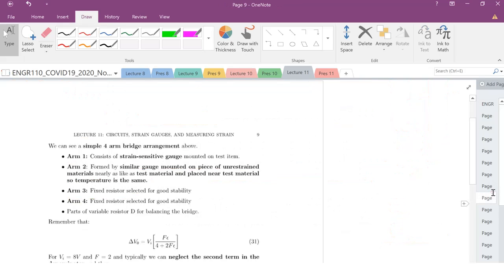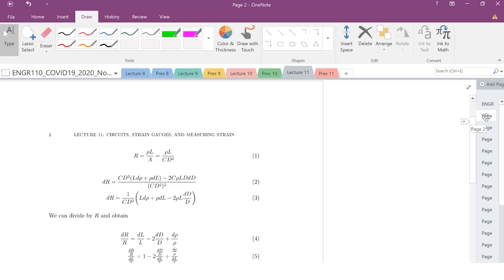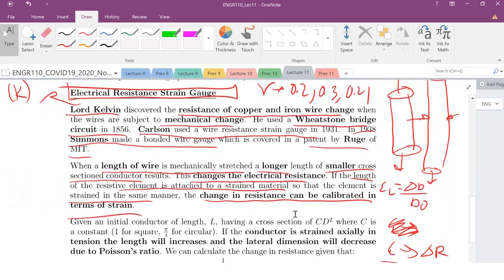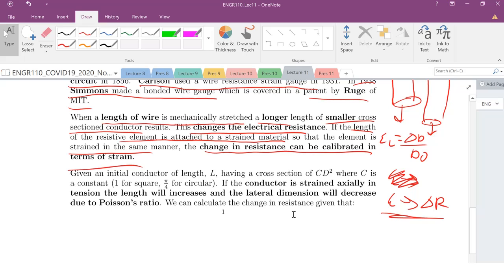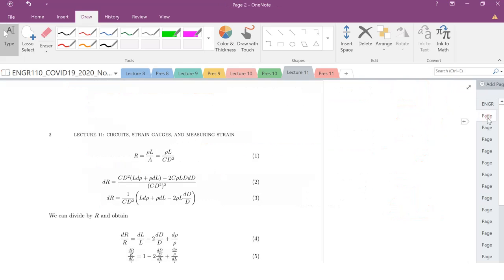Let's go back one more page here. As we just saw in that example, if we have some initial conductor, some wire of length L, cross section C, D is your diameter, C is just some geometric constant, strained axially in tension, it will increase the length, and the lateral direction will decrease due to Poisson's ratio. So we can calculate the change in resistance. If we strain a material, if we increase that length, we can figure out the change in resistance. Your resistance is given right here. So R is your resistance.